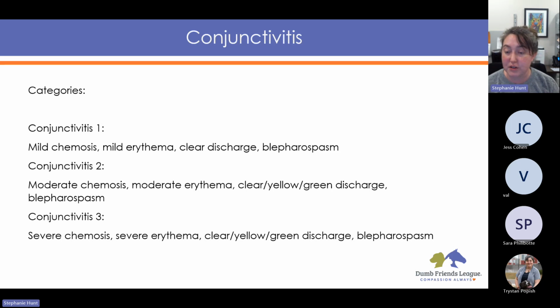So with conjunctivitis 3, those are always cases where we're going to involve a veterinarian, because the veterinarian can numb the eye. They can clean the area around the eye and inside of the eye, and then they can do an exam and see what's going on under all of that swelling and that irritation.